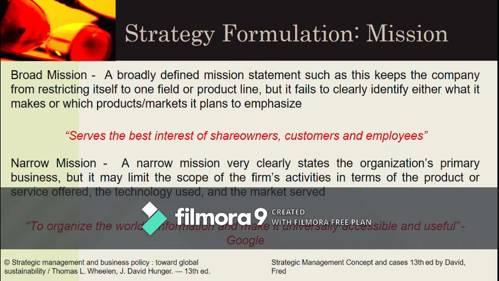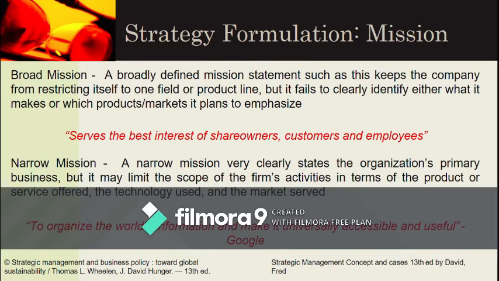And then a narrow mission very clearly states the organization's primary business, but it may limit the scope of the firm's activities in terms of the product or service offered, the technology used maybe, and the market served. So this is an example, a Google mission. This is way back when the book was published, 2012, 2013, I'm not so familiar with the date. So maybe Google has already changed their mission statement. To organize the world's information and make it universally accessible and useful. I believe it is still true until now, because we can see a lot of free stuff in Google, like Google Classroom that we're using right now, or the Google search engine, where we can Google our assignments and other things that we want to know about. So I think it is still true until now, accessible and useful.